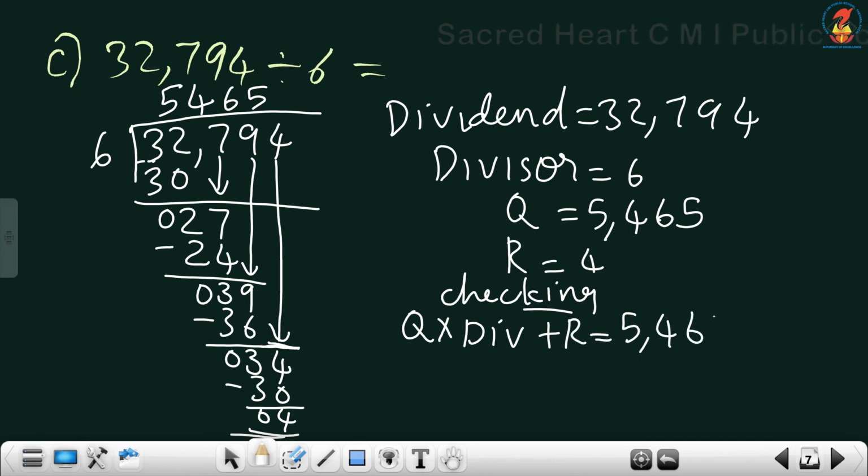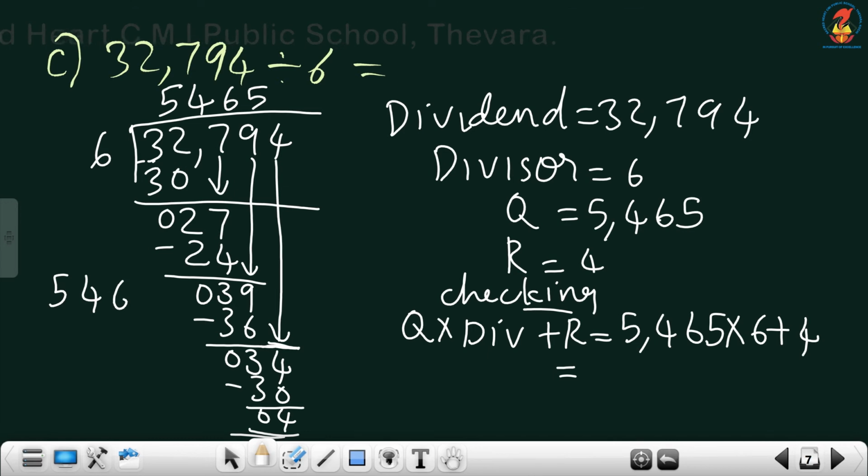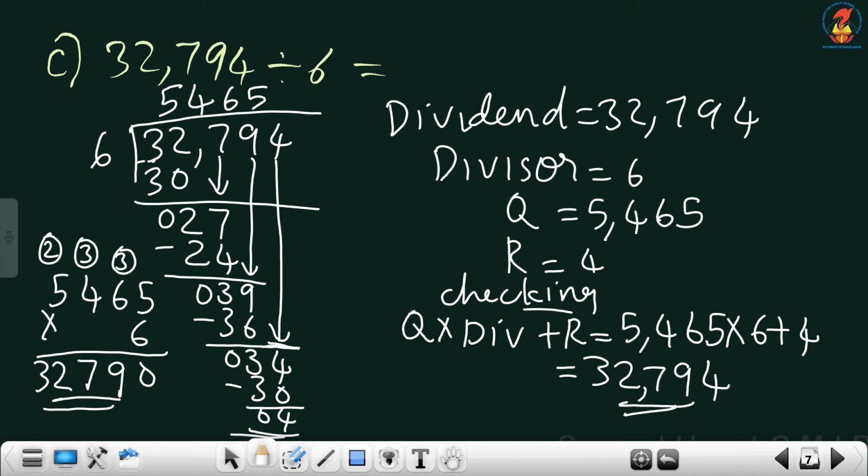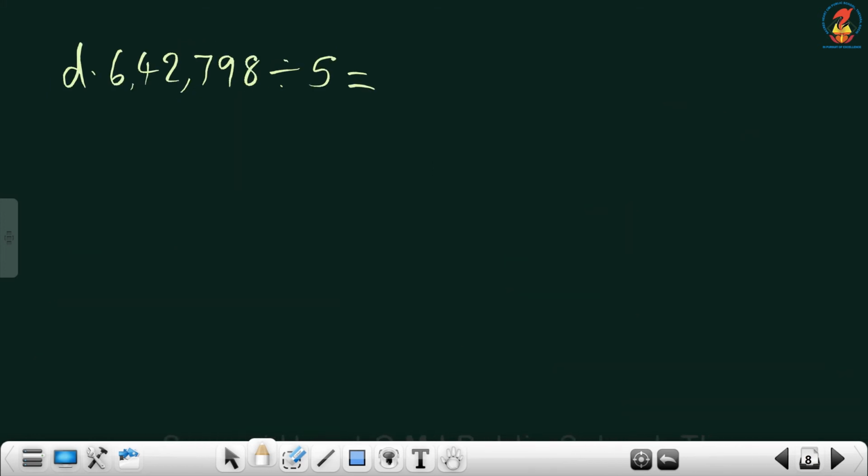The quotient is 5,465 into the divisor, 6, plus 4. 5,465 into 6: 6 4s are 24 plus 3, 27. 6 5s are 30, 30 plus 2, 32. Plus 4 also, it will become 32,794. That is the dividend, right? That means my answer is correct. Okay. Next one.